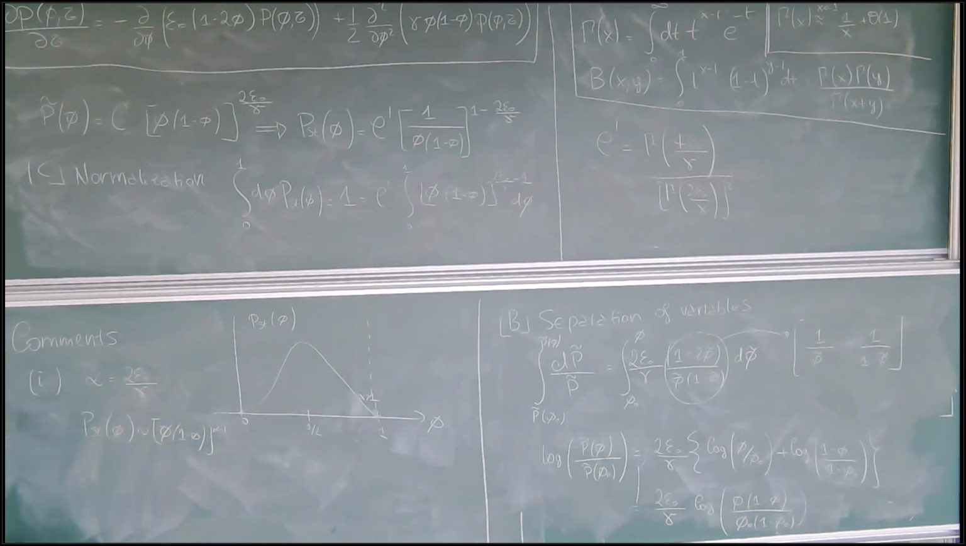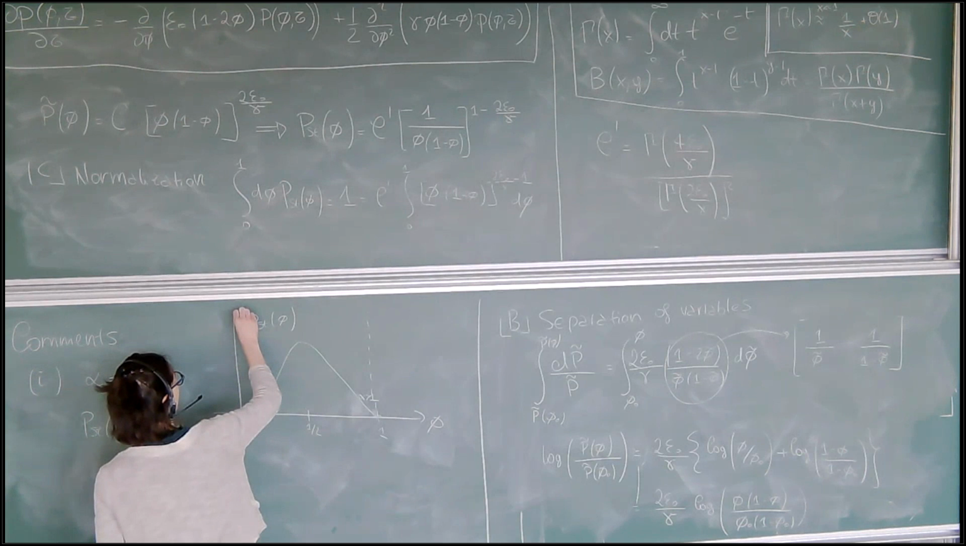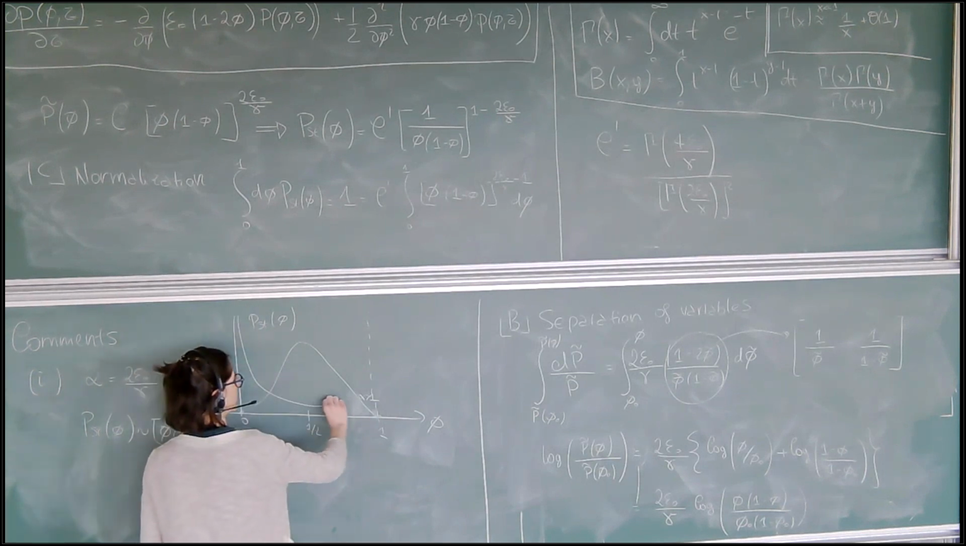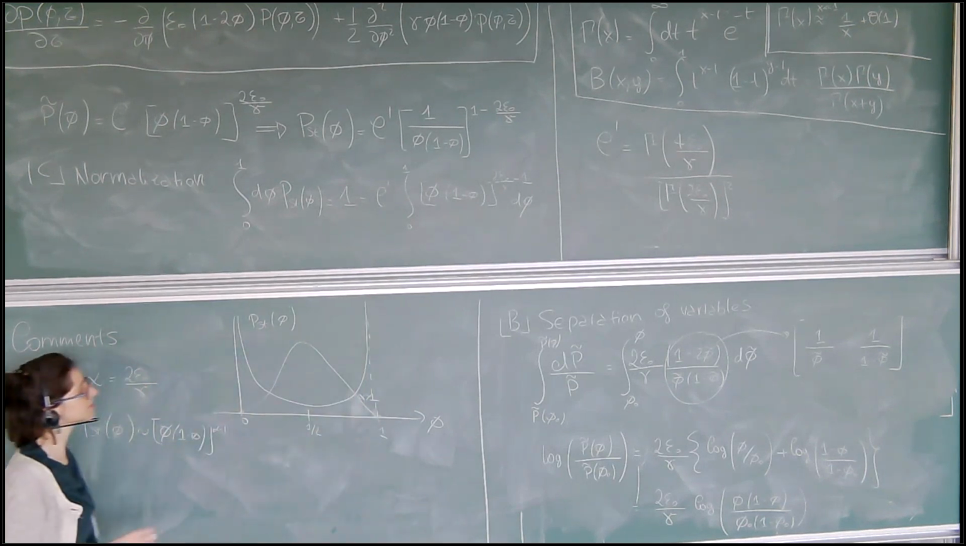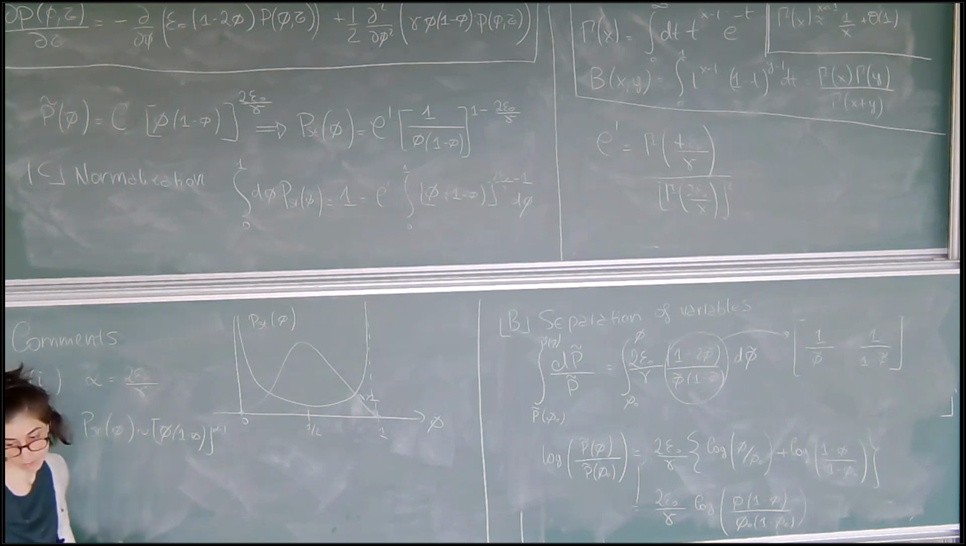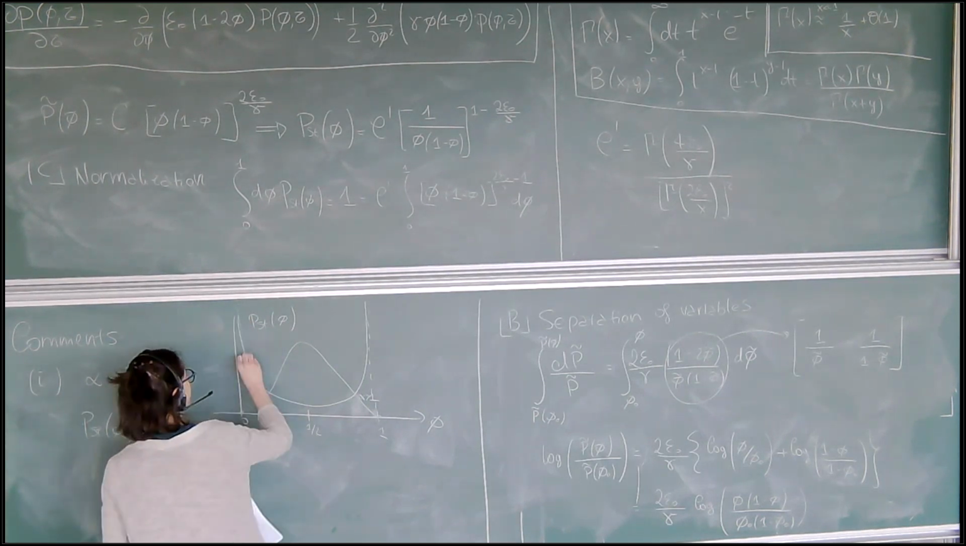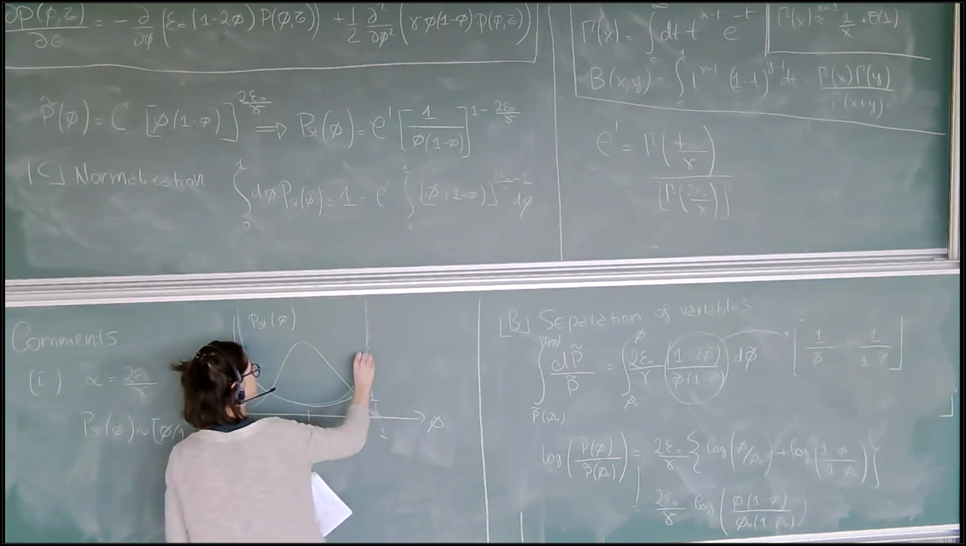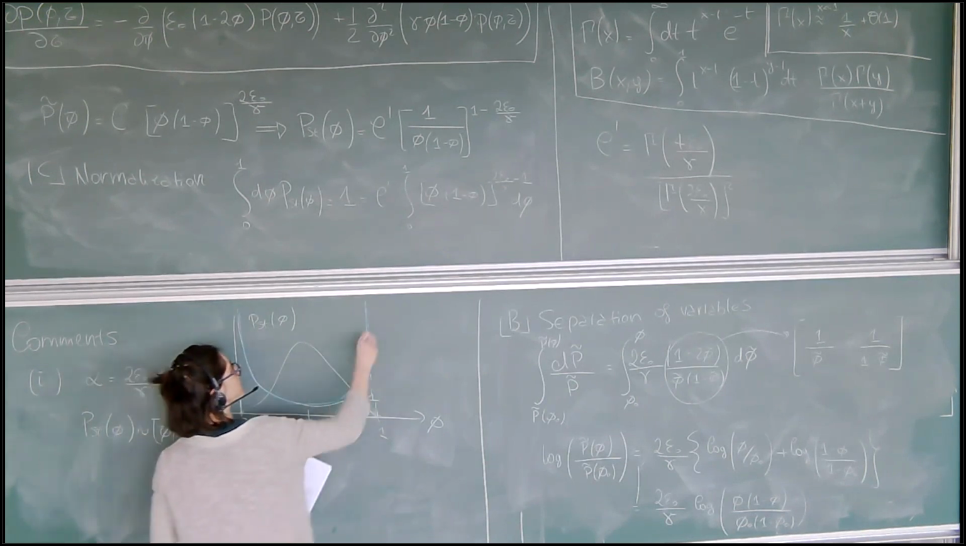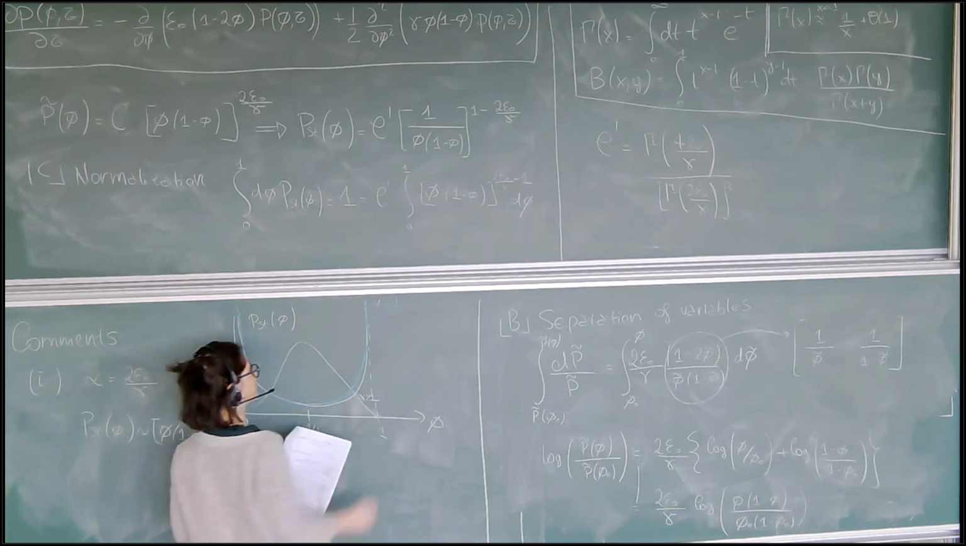But if alpha becomes smaller than 1, then your distribution changes, because now this product goes into the denominator, and so you have a divergence at 0 and at 1. So you're still symmetric, but well, I should use colors maybe. You have something which looks more like this for alpha smaller than 1.